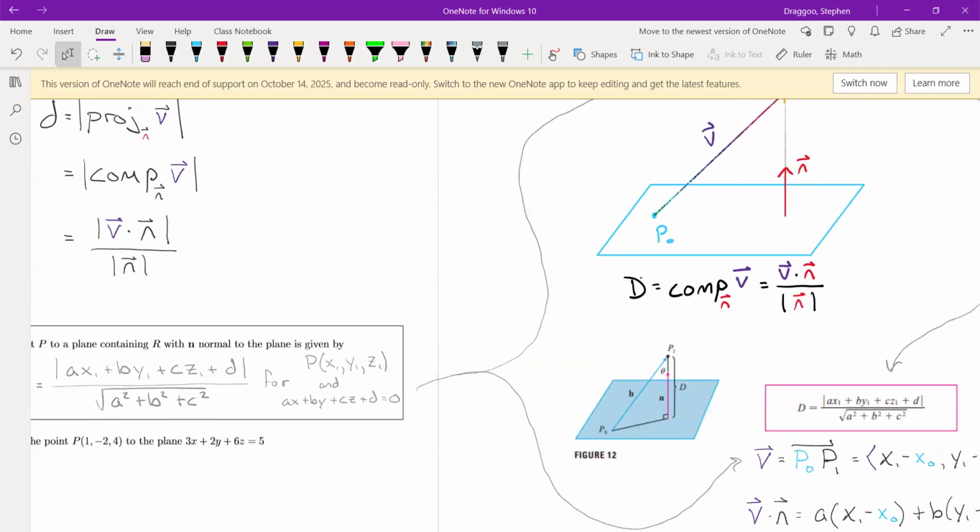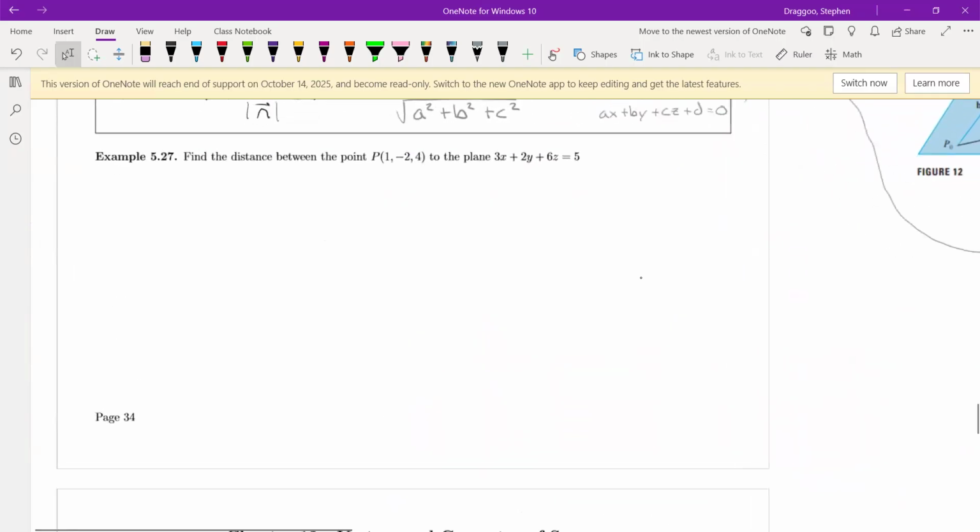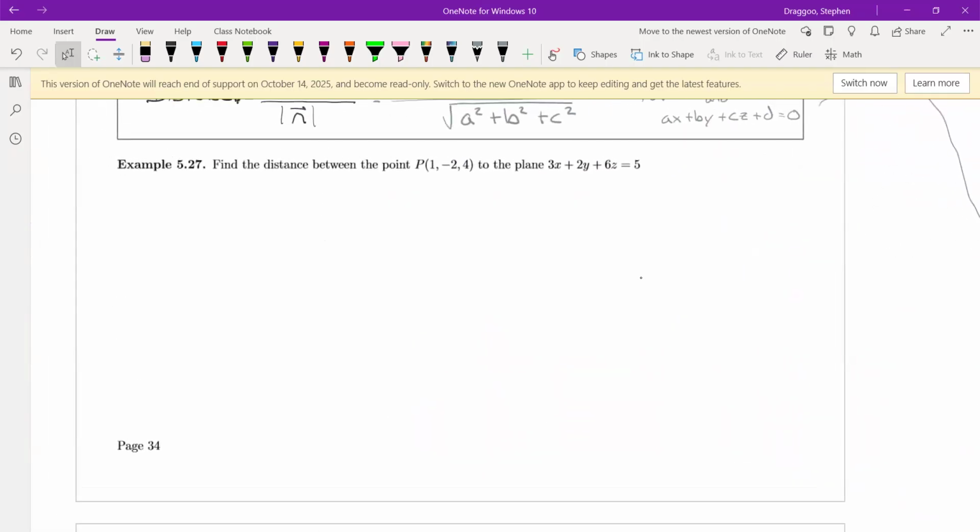Cool. Okay, and then I said I wanted to do that kind of quick because I do still have a few more examples to get to. Hopefully we still get that. All right, the distance between my point 1, negative 2, 4 and the plane 3x plus 2y plus 6z equals 5.